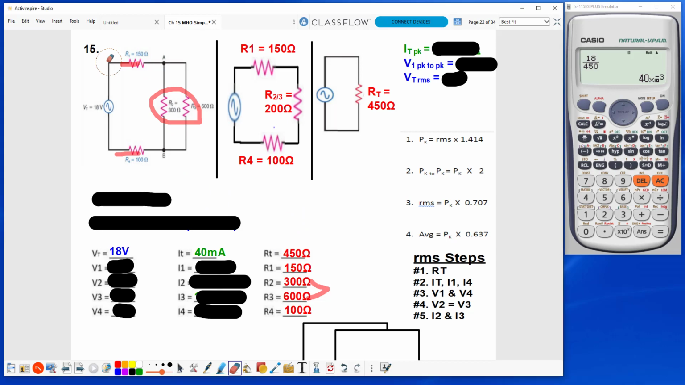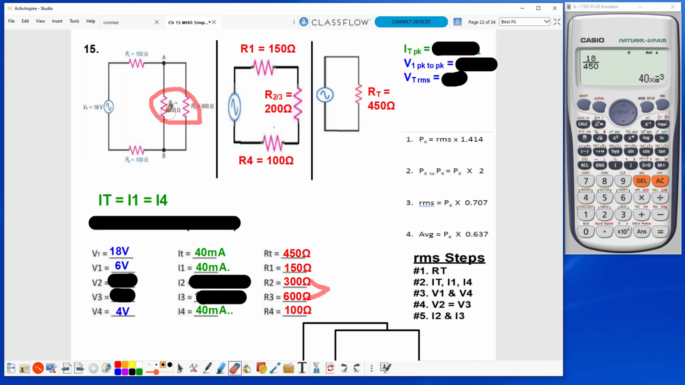All right, I see that in this case, R1 and R4 are on the main branch. So that tells me that I1 and I4 are going to be the same as IT, because the full current must flow through those resistors. That equation would look something like this: IT is equal to I1, which is equal to I4. All right, now I've got 2 out of 3. I can solve for V1, I1 times R1, giving me 6 volts. I can solve for V4, I4 times R4, giving me 4 volts.